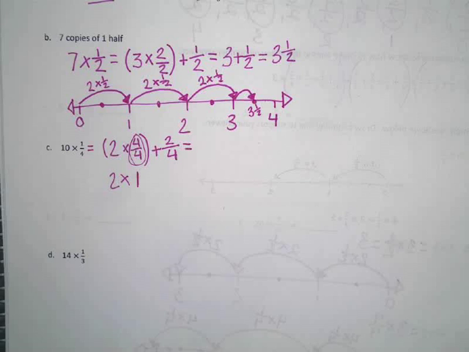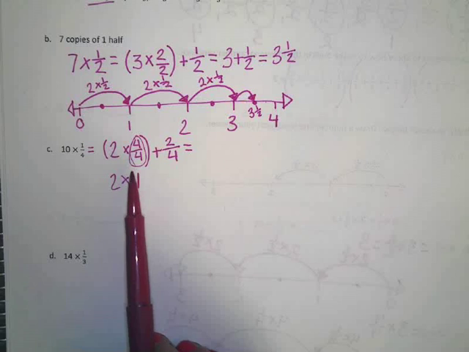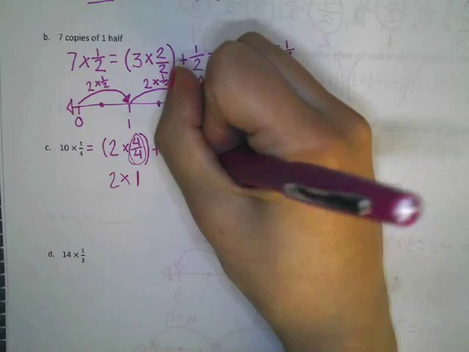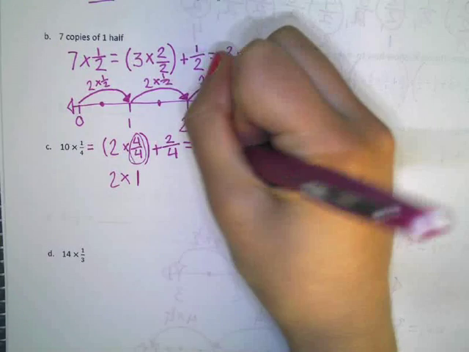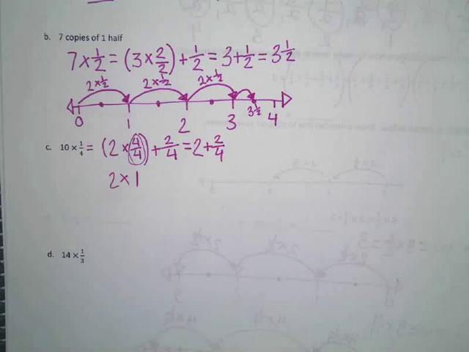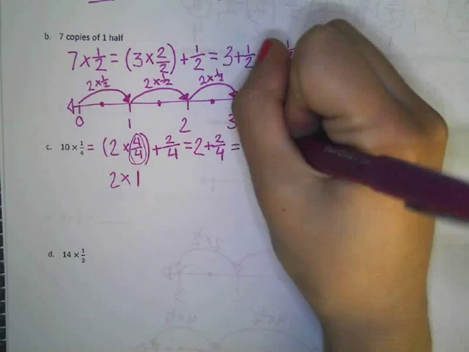I heard a lot of people yell 8, and you think it would be 8 because 2 times 4 is 8. But is this 4? No, it's 4/4, which is the same as 1. So don't let that confuse you, okay? So this is the same as 2 plus 2/4. Yes? Okay. And 2 plus 2/4 is the same as 2 and 2/4.